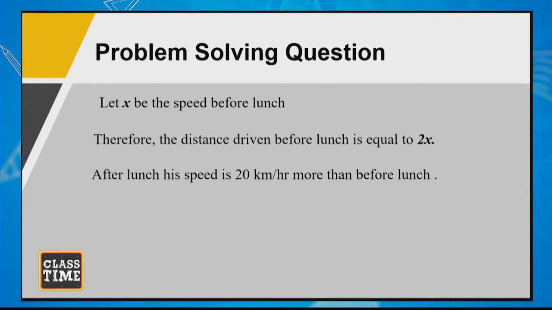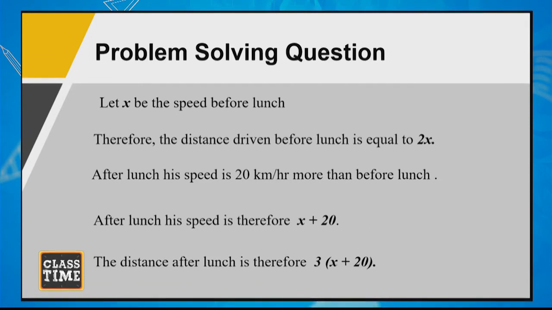After lunch, the speed is 20 kilometers per hour more than before lunch. Now, is that important? Definitely. So after lunch, the speed is therefore x plus 20, because before lunch the speed was just x. If it's 20 kilometers per hour more, then we have to add that 20. If it had said less, then we would have subtracted. So now the distance after lunch is therefore 3 multiplied by (x plus 20).